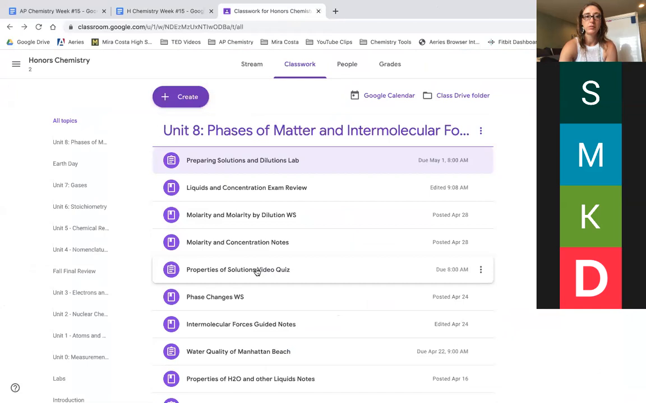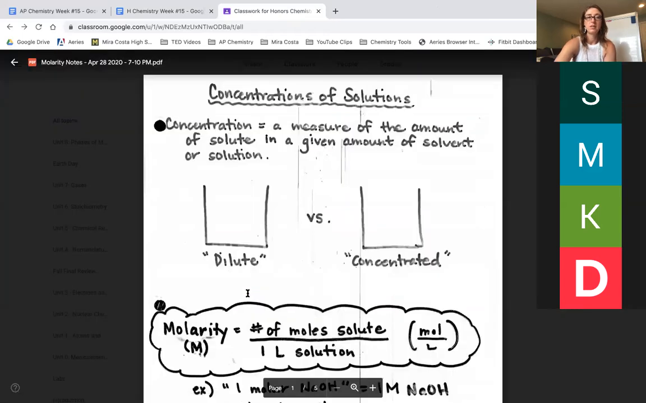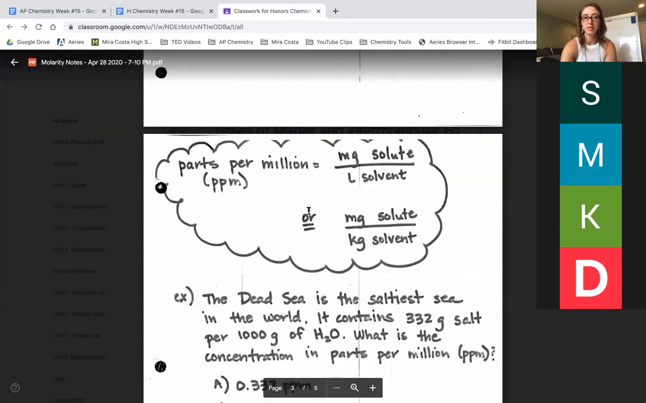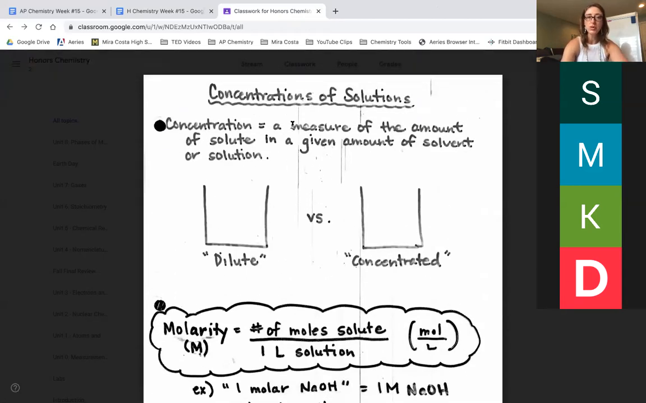So if you go over to our classwork section and you pull up these molarity and concentration notes, this is what we're going to do together right now. And I'm going to do my best to annotate directly on here, so we'll see how well this goes. So concentrations of solutions. Usually I would have you guys put this into your brain books. If you want to write it into your brain books, you can.